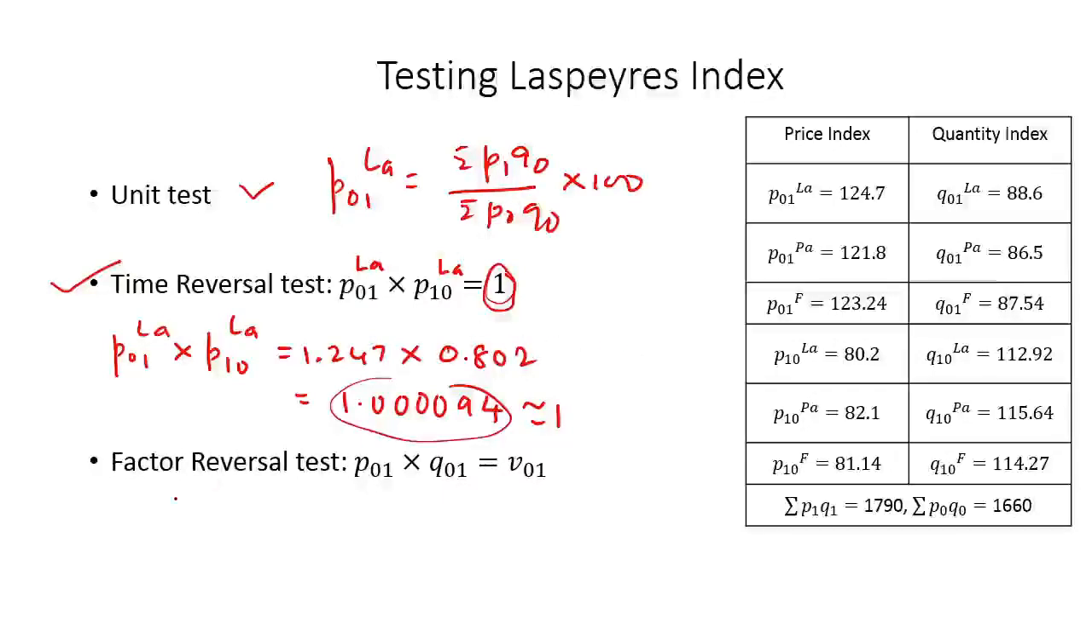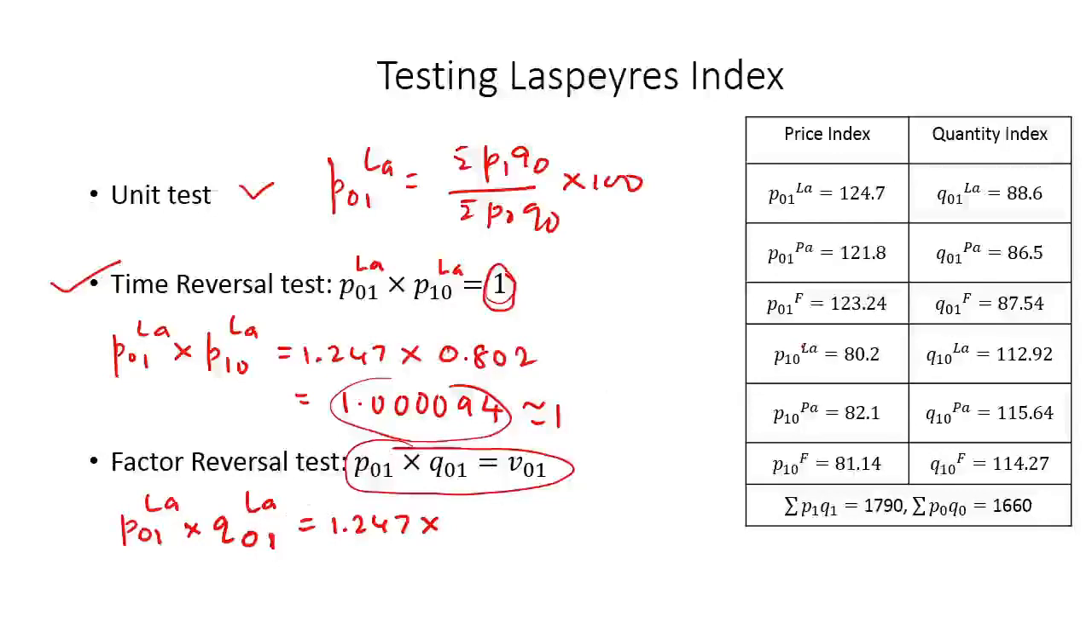Now let us check whether Laspeyres index number satisfies the factor reversal test or not. For that, the requirement is this. We'll look at P01, we are considering Laspeyres, into Q01 Laspeyres. So P01 Laspeyres is 1.247 into Q01 Laspeyres. Q01 Laspeyres is 88.6, so it is 0.886. So if we multiply this, then this will come to 1.105.